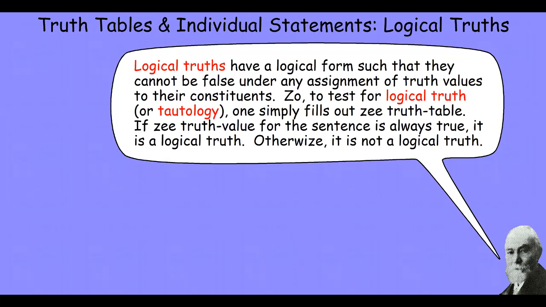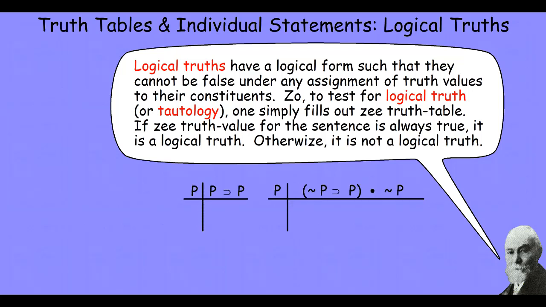So when we want to test for logical truths, which are sometimes also called tautologies, one simply fills out a truth table, and we look under that main connective, the last connective that we look at in that column. If it's a logical truth, then for every row, every way the world could be, that statement will be true. So let's look at a couple of examples.